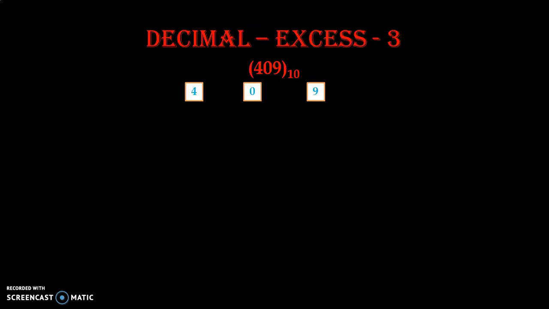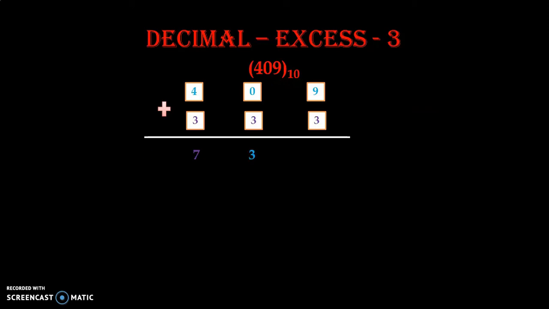Now in the second step, we add decimal number 3 to each individual digit. So we add 3, 3 and 3. Now 4 plus 3, we know that it is 7, 0 plus 3 is 3, and 9 plus 3 is 12. So in excess 3, 12 is possible. For 12, we can directly convert it into a binary number. In normal BCD, this conversion is not allowed.